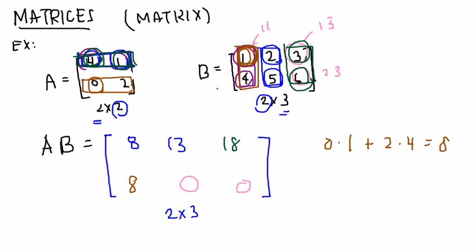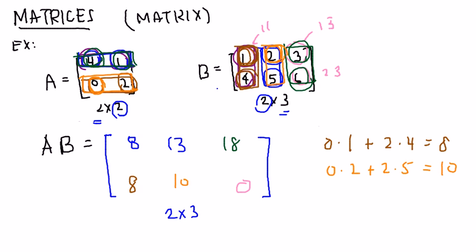This next element is in row 2, column 2. So I'm going to multiply row 2 by column 2. So that's going to be 0 times 2 plus 2 times 5, which gives us 10. Once again, it's 0 times 2 plus 2 times 5.